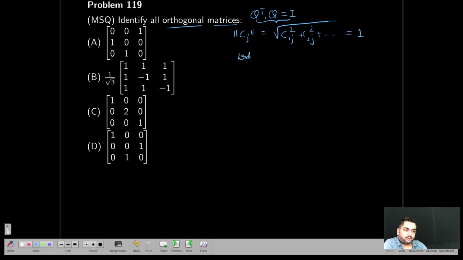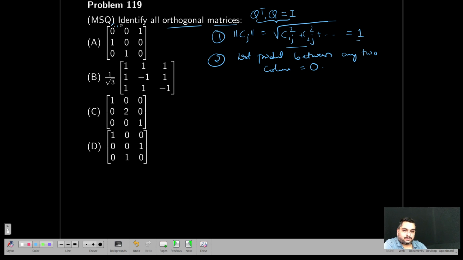And the dot product between any two columns is the second condition. The first condition should be applied to all the columns: the length should be 1. This is how we calculate the length. For the dot product between any two columns, check all pairs to be equal to 0. I'll show you the example here.